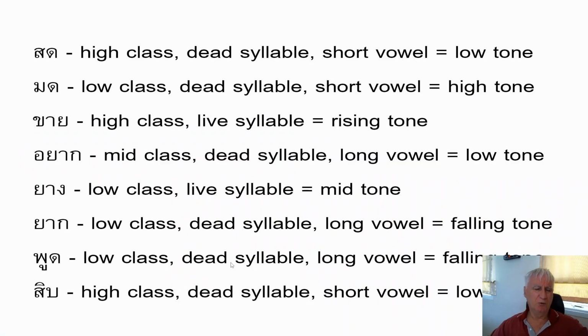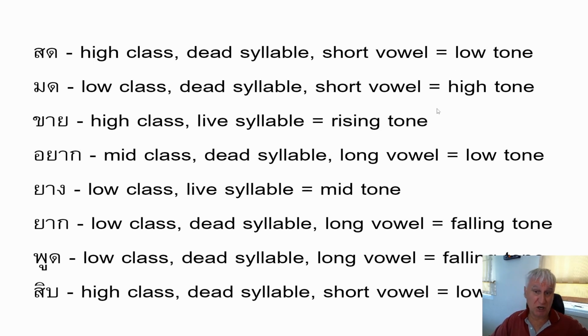Here are a few examples I'll go through with you. But it'd be a good idea to stop the video and make sure that you can follow this yourself. First word, salt. Saucer and dodek, which makes an unreleased T sound as a final consonant. There's no written vowel, so we need to add a short O. Saucer is high class. It's a dead syllable because it ends with a T sound. We can't continue voicing it. And that vowel that we had to add is short. And if we look at the rules for high class, dead syllable, short vowel, we get low tone.